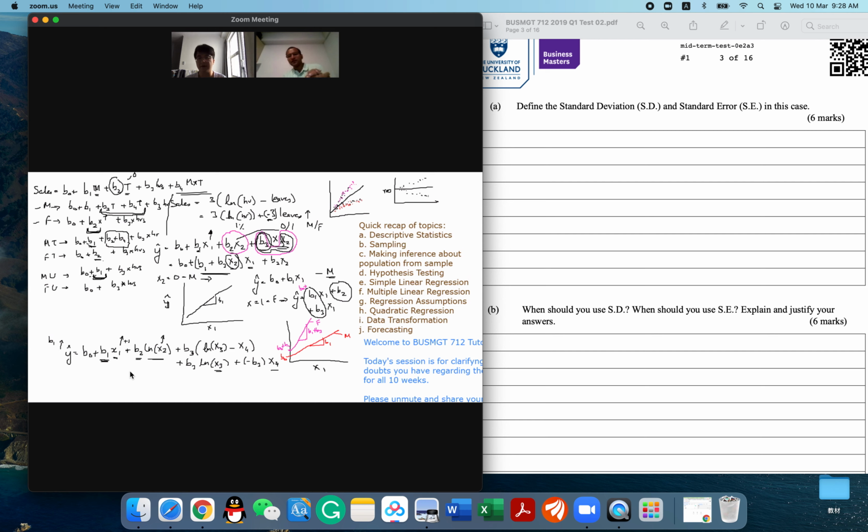Okay. Does this make sense? Yeah. So that is when you say that there is an interaction term, because the impact of one of the variables is dependent on another variable.